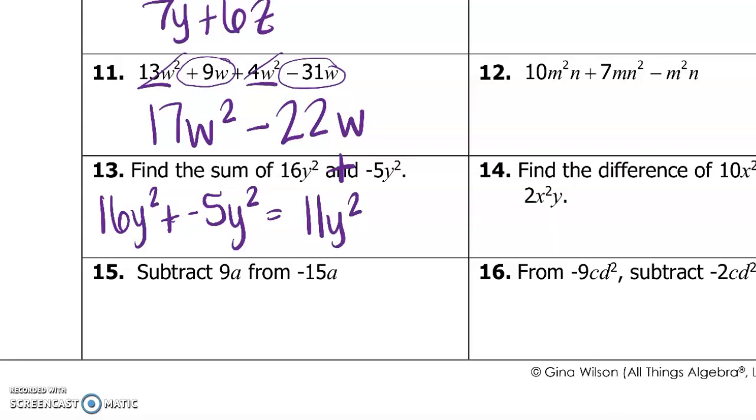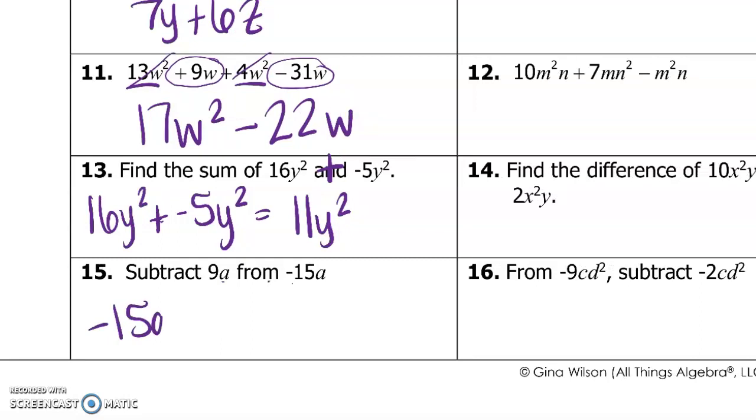The subtraction, you need to be really careful about what order you go in. Subtract 9a from negative 15a. So that means you need to start with negative 15a and then subtract 9a. A lot of people want to do it the other way around, but you cannot. You have to go in the order it says. So negative 15 minus 9 gives us negative 24a.